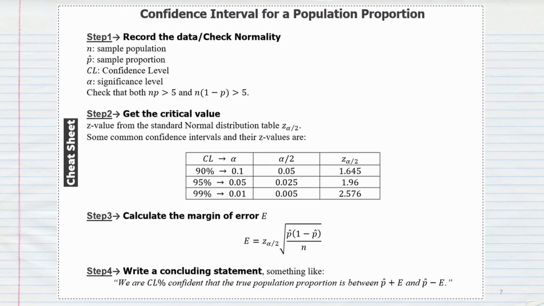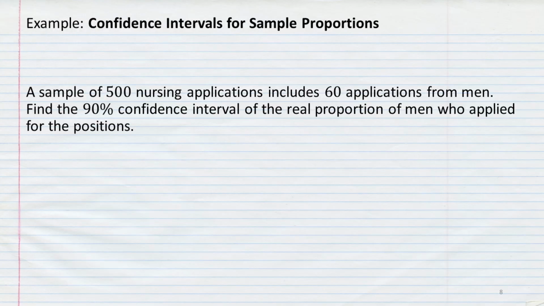As you can see in the cheat sheet, the 4 steps remain the same, except for an additional check in step 1, and we use the z-table in step 2 to get the critical value. Take a moment to familiarize yourself with this cheat sheet. Let's work an example to find the confidence interval procedure for a population proportion.